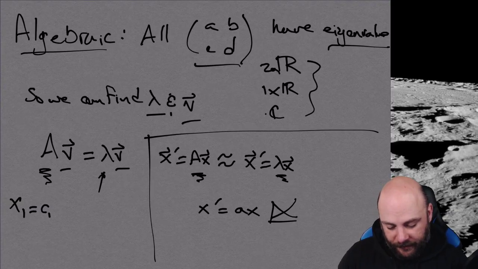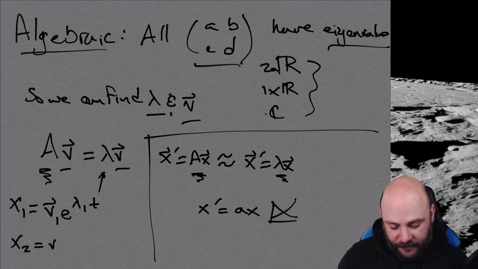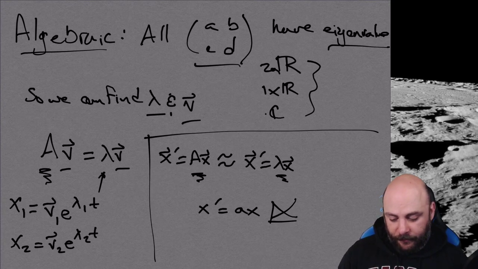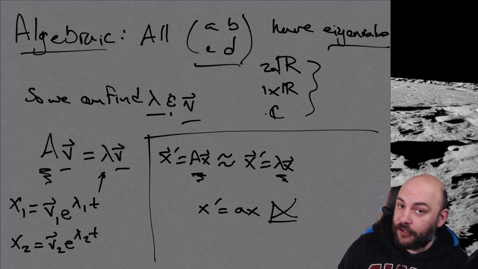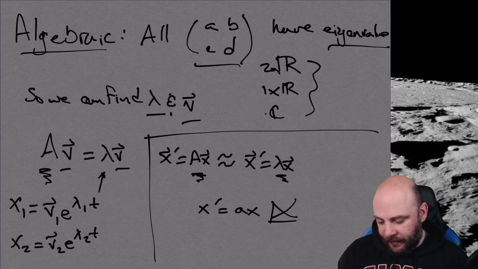Don't mean to put a C1 there. That C1 should not be there. We've got 2 solutions like x1 of t, which is that vector, e to the lambda 1 t, and x2 of t, which is the other eigenvector that corresponds to the other eigenvalue. Here, I'm kind of ignoring the case of repeated eigenvalues. We'll get there. I bet you can guess what you have to do. It involves a t.